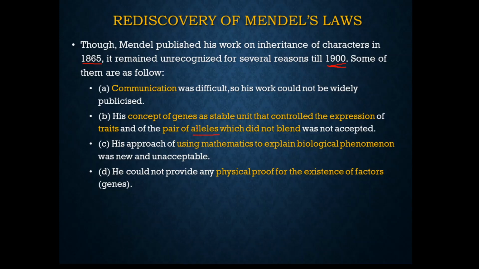So he said that there are genes which are stably transferring from generation to generation, and these genes are made up of alleles, and these alleles are not getting blended. Blended means they are not going to mix. So without blending, they are transferring from generation to generation. This concept of genes made up of alleles which are not getting blended was not accepted back then.